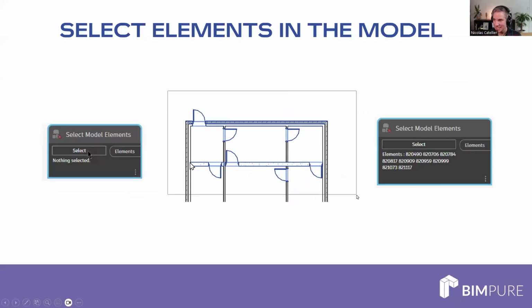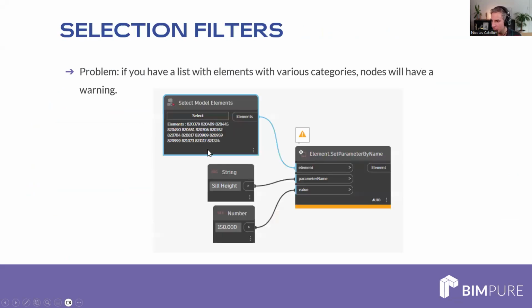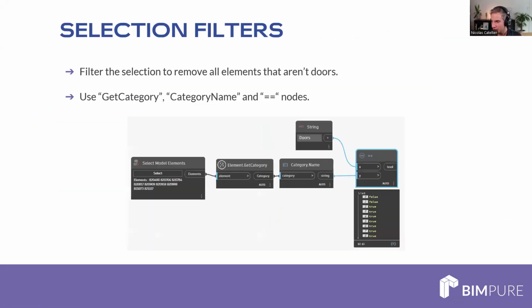So in this case, to solve this issue that the script is trying to work on some elements where it shouldn't, we need to add some filtering. That's what we'll be covering for the next few minutes: how to filter and remove everything that is not a door. So let me just put this information on the left side.